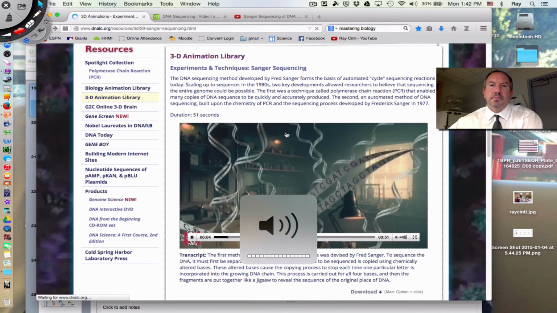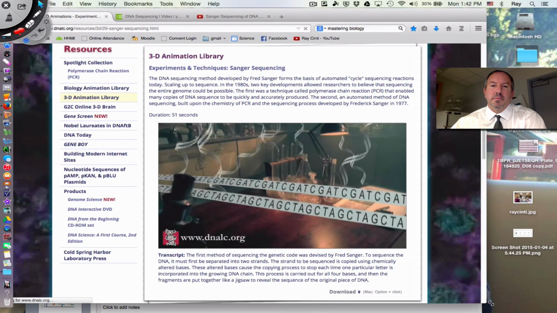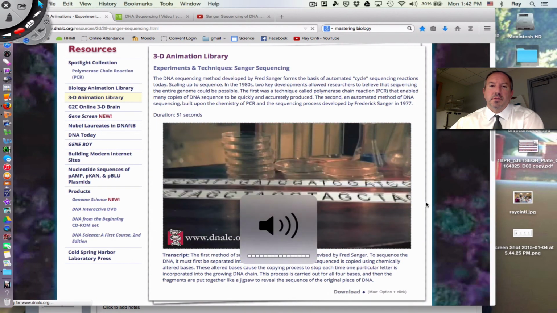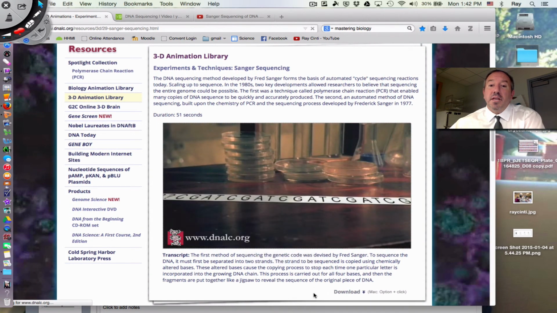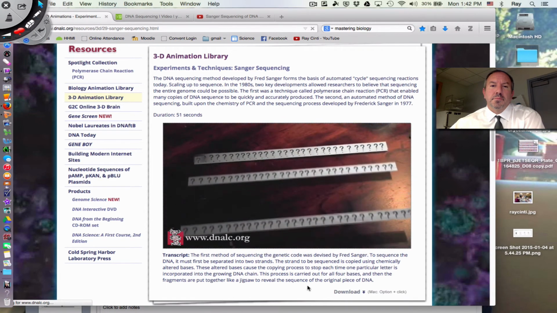The genetic code was devised by Fred Sanger. To sequence the DNA, it must first be separated into two strands. Okay, so you have to heat it. The strand to be sequenced is copied using chemically altered bases.